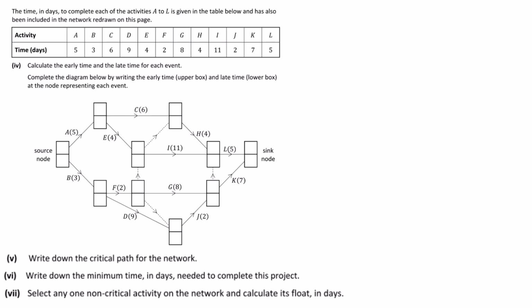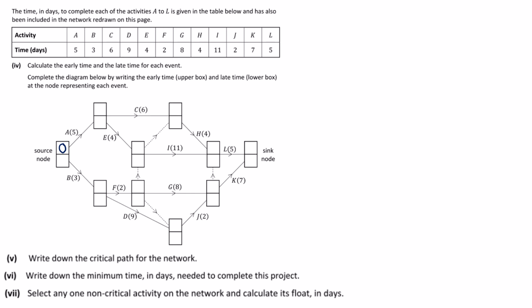It tells us that the time in days to complete each of the activities A to L is given in the table below and has also been included in the network redrawn on the page. So there's our table. We don't have to worry too much about the table. It's all shown on the diagram. So let's focus on that diagram. Part 4 asks us to calculate the early times and late times for each event. So let's start with our early time.